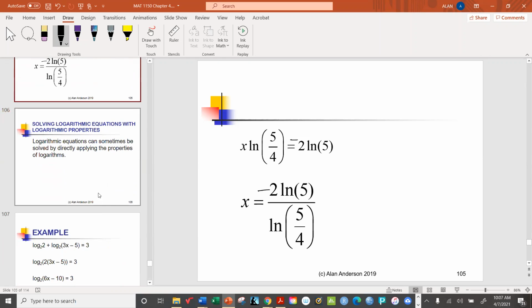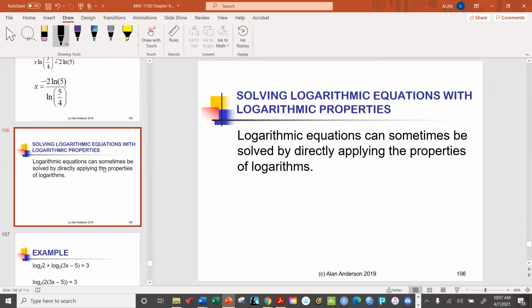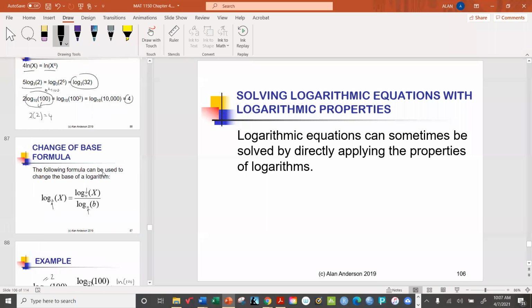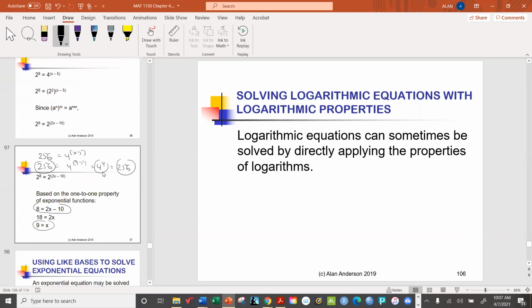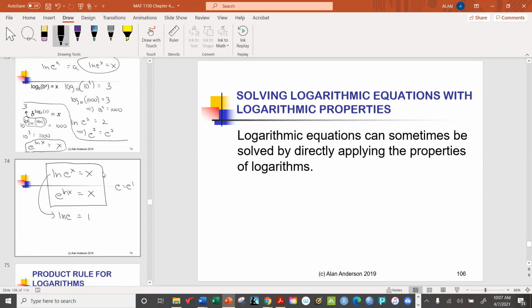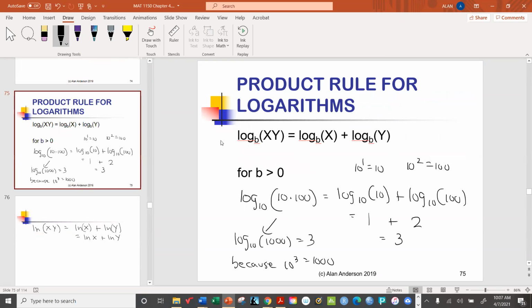Okay, what else can we do here? Sometimes we can solve these equations just by directly applying the logarithmic properties. So remember, let's go back and revisit them for a second. We know that, oops, hold on. Here we go. We start out with the product rule. In fact, you know what? Why don't we do this?